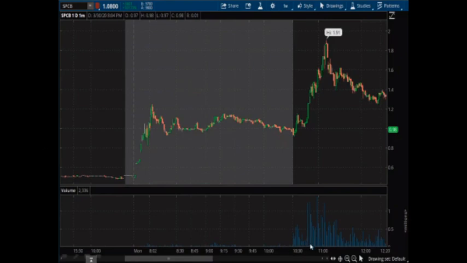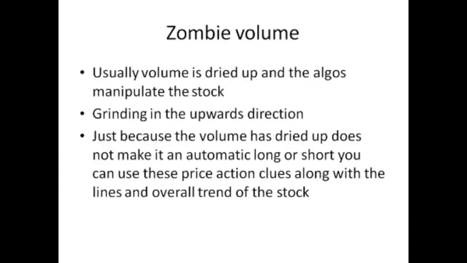And that's something that you can use in conjunction with a bigger type of plan. So this one's going to be zombie volume. Again, it's usually the volume has dried up and the algos manipulate the stock. It's grinding in the upwards direction. Just because the volume has dried up does not make it an automatic long, or an automatic short. You need to use the price action along with the clues, the lines, and the overall trend to have that extra edge.